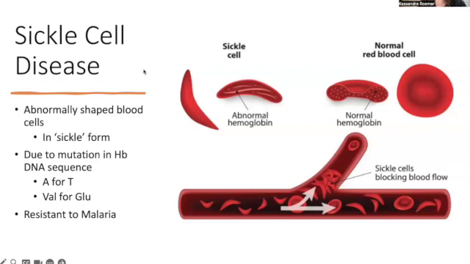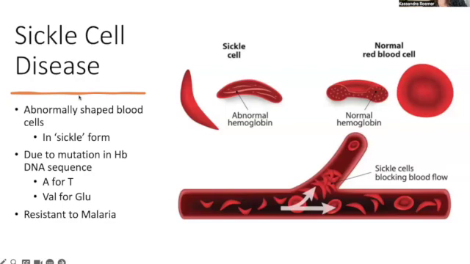How is this related to malaria? Well, malaria is carried by mosquitoes and is transmitted through mosquito bites, which the parasite then infects our red blood cells. However, when the blood cells are sickled, so we have these sickled red blood cells, it makes it really difficult for the parasite to survive.